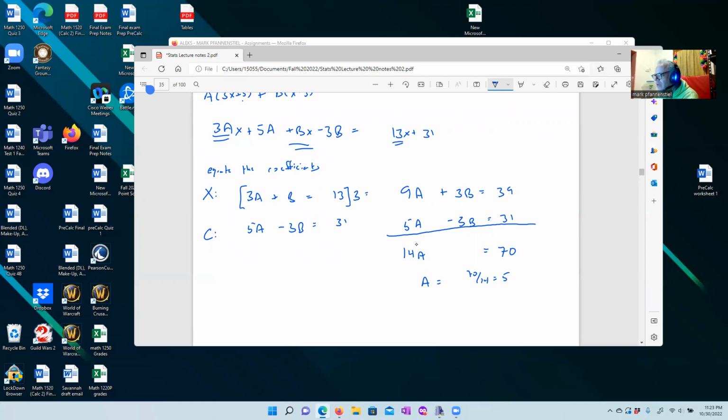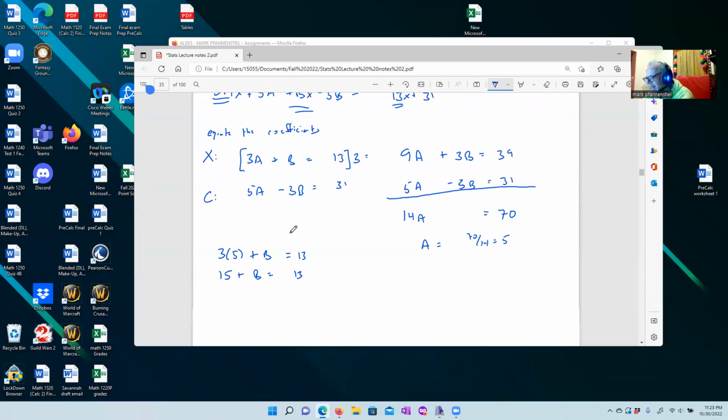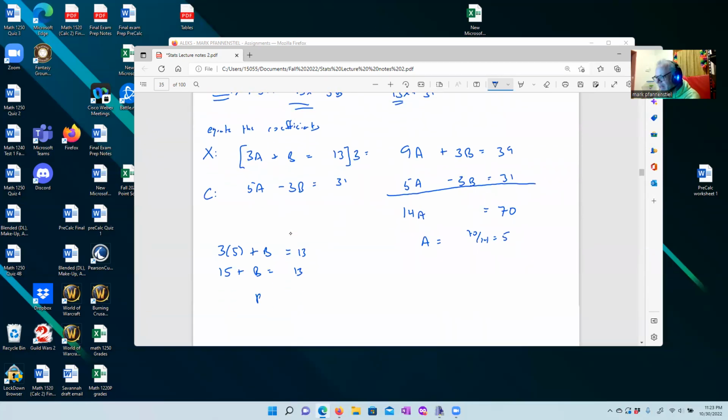So that's our A. Now we're going to say this is 3 times 5, which we just found, plus B, we don't know what B is yet, is equal to 13. So 15 plus B is equal to 13. I think it's safe to say that B is equal to minus 2. So we have A is equal to 5, and B is equal to minus 2.